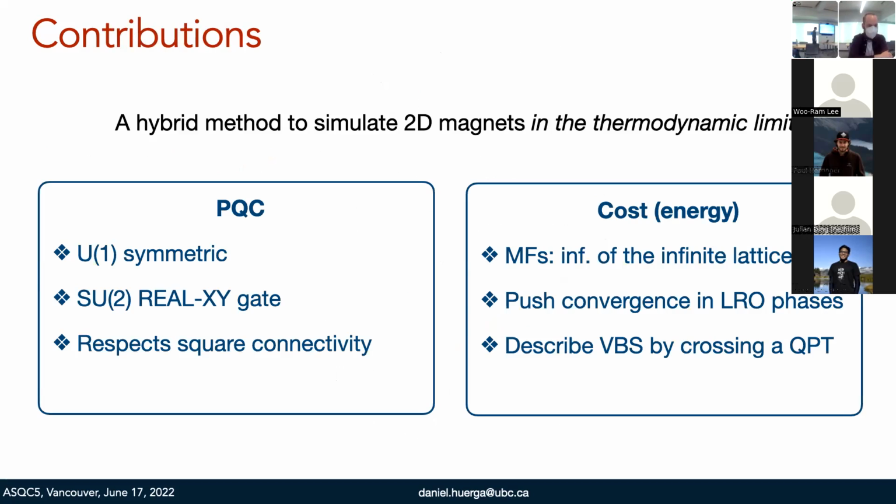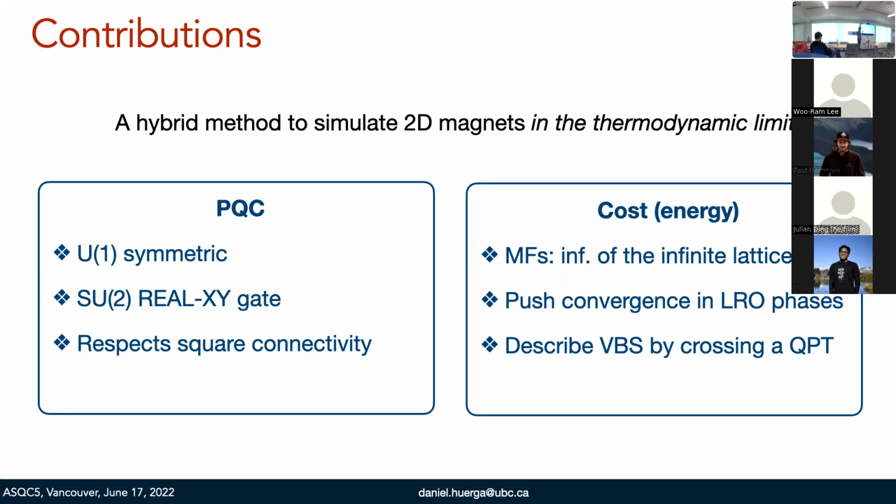So just to summarize, I have introduced this hybrid method to simulate 2D magnets in the thermodynamic limit, and it relies on two main pillars. One is the parameterized quantum circuit, for which I have given you some heuristics on how to construct it, which is U1 symmetric, and I am using this real XY gate that I have defined by unveiling this SU2 symmetry of the U1 symmetric two-qubit subspace.